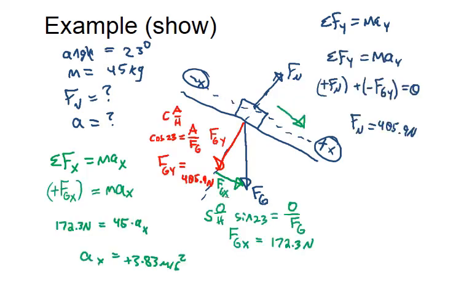The forces in the x and y: the force of gravity in the y is 405.9, and the force of gravity in x is 172.3. For the forces in the y, you should have the positive normal force plus the negative force of gravity in the y equals 0. There's no acceleration in the y, and so the normal force should come out as 405.9. And then in the x direction, we have the force of gravity in x. We've got the mass, and then we can find the acceleration in the x, 3.83 meters per second squared.